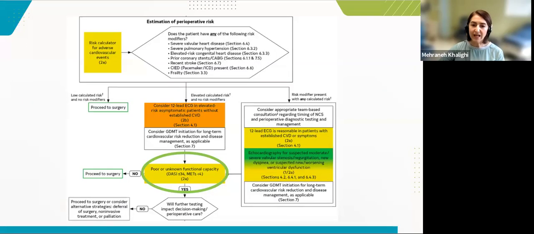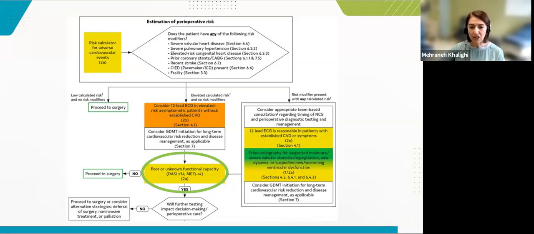As you saw in the last video, assessing your patient's functional capacity is a major branch point in the AHA-ACC guideline for perioperative cardiovascular management for non-cardiac surgery, which traditionally has been measured using metabolic equivalence of tasks, or METs. A score of 4 or higher is considered adequate functional capacity to proceed to surgery despite elevated calculated risk or presence of risk modifiers.